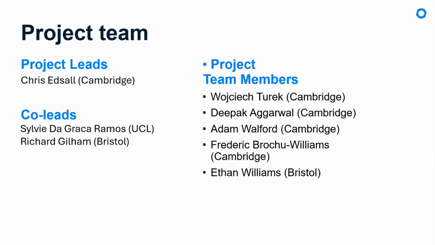Okay, so I will finish with a slide on the project team. We've got project leads Chris Hall from Cambridge, and colleagues Sylvie Ramos from UCL and Richard Gilham from Bristol. Cambridge and Bristol are providing the HPC centers, and UCL is providing a strong team of experts in AI containers, which will be used mostly for the stretch goal. And these are our project team members, including myself.